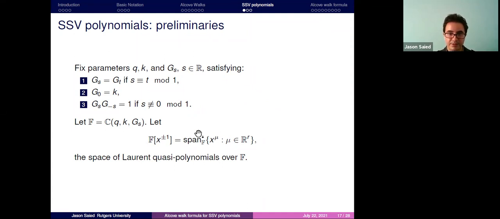And the space of interest, the space in which the SSV polynomials live, we'll call the space of Laurent quasi-polynomials over F. It's just the formal span of the symbols x to the mu, where mu is a real weight, a real tuple of integers.